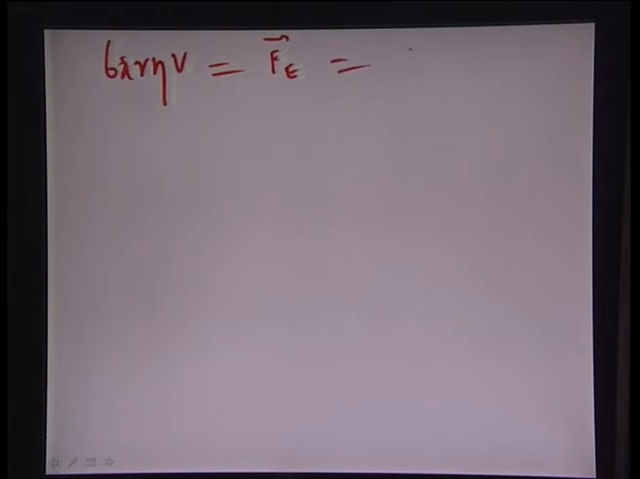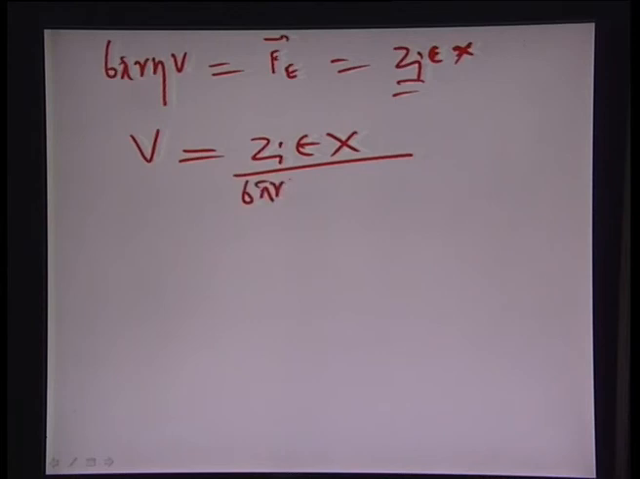So, 6 pi r neta v, the drag force, is also equal to the electric force which is Zi epsilon X. X is the external electric field, epsilon is the charge on one electron, and Zi is essentially the valency of the ion that we are considering in this particular example. So v here, the velocity of the particle in the medium, would be given by the term Zi epsilon X by 6 pi r neta. So this is just a plain case where the particle does not face any other restrictions from the counter ionic cloud that it is in.